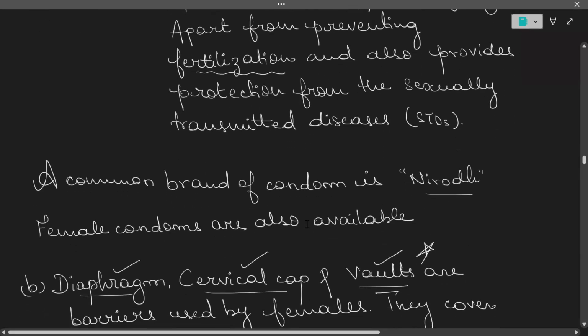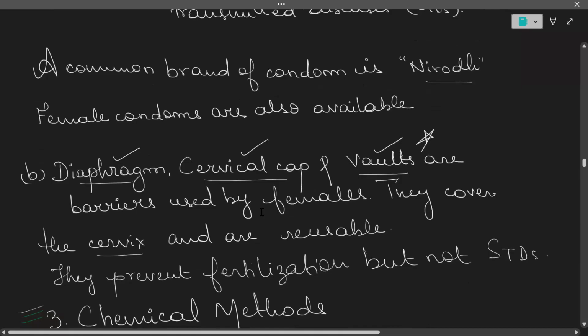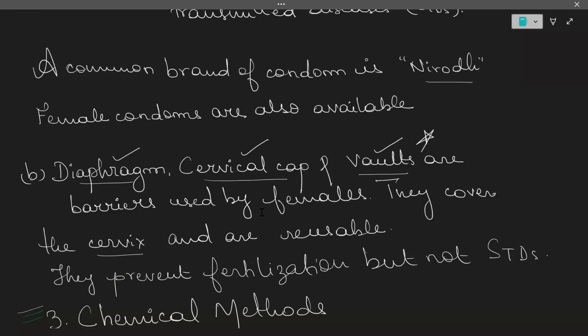A common brand of condom is Nirodh. Female condoms are also available in the market. Diaphragm, cervical caps, and vaults. These are the barriers that are used by the females. They are used to cover the cervix and they are reusable.